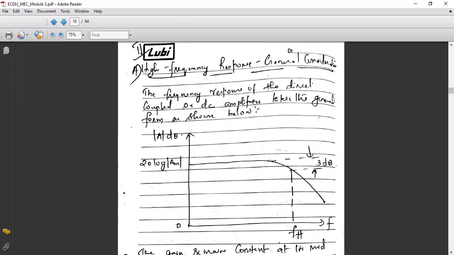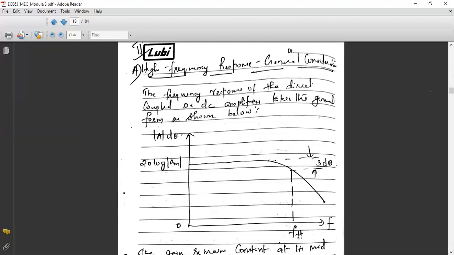Now we will go for high frequency response general considerations. You know what the high frequency response of an amplifier is. Generally, you have appreciable gain at low frequency, and whenever you increase the frequency, the gain will decrease. So at a particular frequency fh, your gain will reduce by 3 dB, or to 70.7 percent of the maximum value. At this particular point, your gain has been reduced by 3 dB.